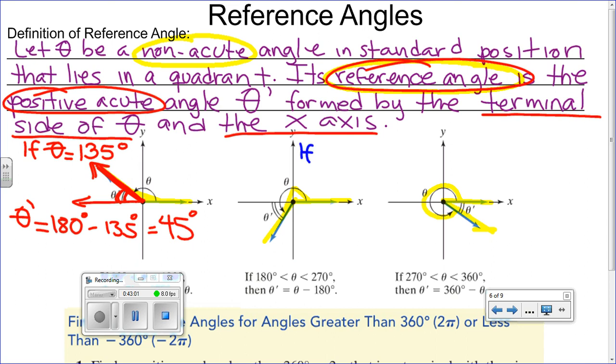Okay, the next one. If theta is equal to 240, what will theta prime be? Theta prime is this one right here. Actually, this one will be 30. But we want the angle with the x-axis. So it's a little bit over 180, right? So if we say 240 minus 180, we'll get 60. And that's what it is.